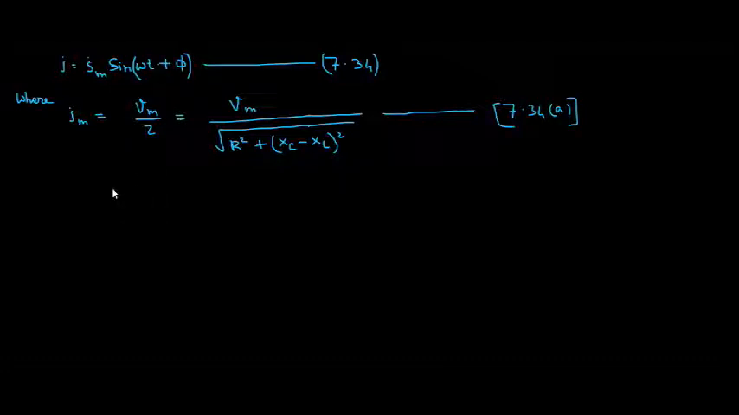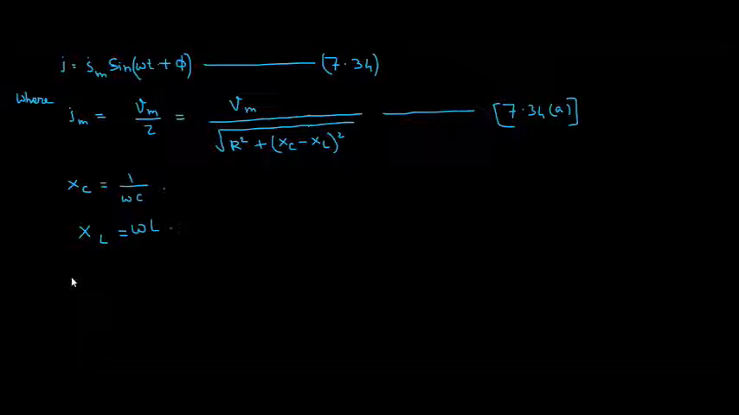Again we have derived that Xc was equal to 1 upon omega C and XL was equal to omega L. So these things we have already seen in our last class.